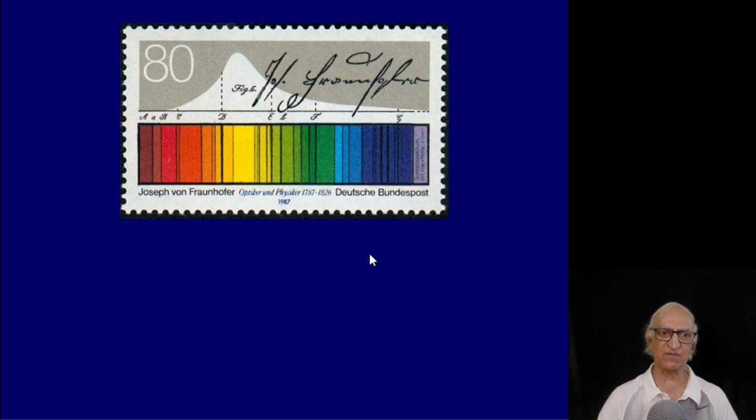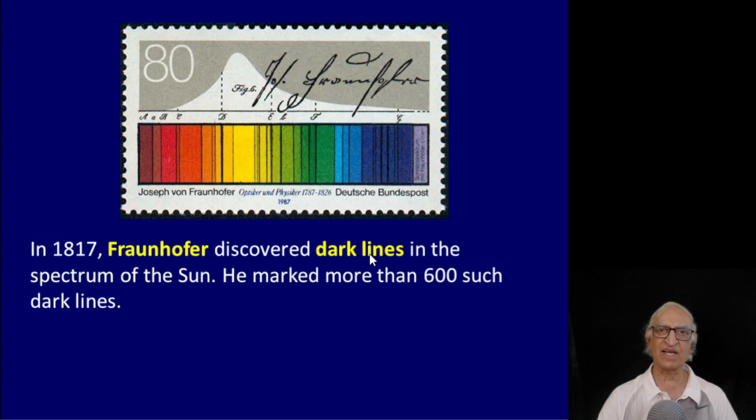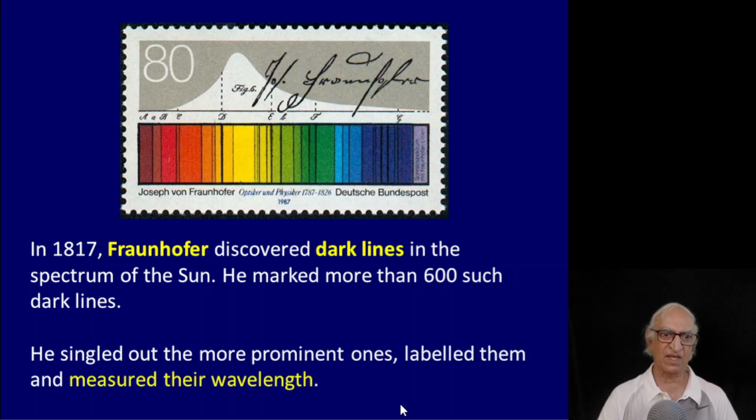The subject of astrophysics was born when young Fraunhofer in Germany, in the year 1817, discovered dark lines in the spectrum of the Sun. He marked more than 600 such dark lines. He singled out the more prominent ones and labeled them and measured their wavelengths.